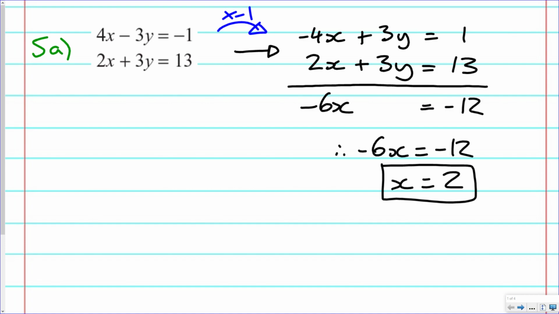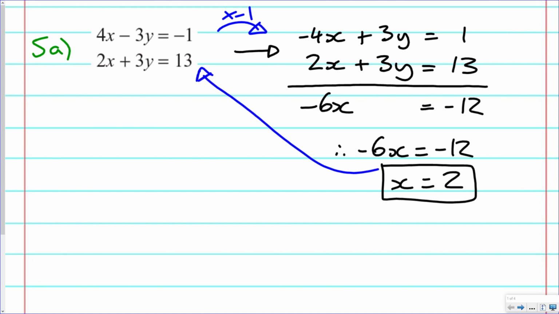Now that we have that, we haven't finished the question yet because we still need to find what y is. So we can substitute it into any one of those equations that we have along the top. Like I've said, I generally like to choose the ones with the smallest numbers because that generally makes it a little bit easier, but it doesn't really matter. I'm going to substitute into that one there.